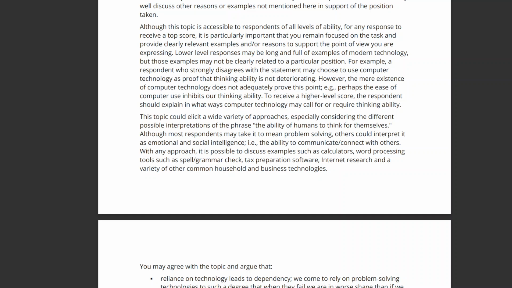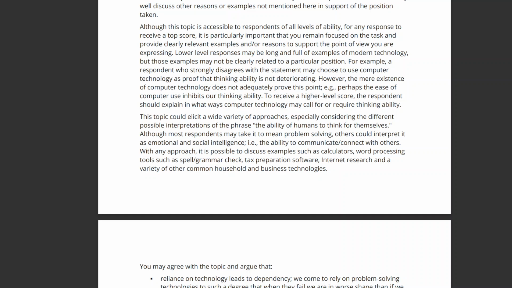However, the mere existence of computer technology does not adequately prove this point. For example, perhaps the ease of computer use inhibits our thinking ability. To receive a higher level score, the respondent should explain in what ways computer technology may call for or require thinking ability. This topic could elicit a wide variety of approaches, especially considering the different possible interpretations of the phrase "the ability of humans to think for themselves."